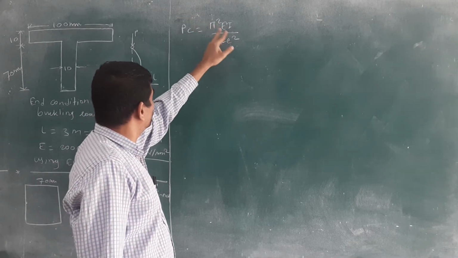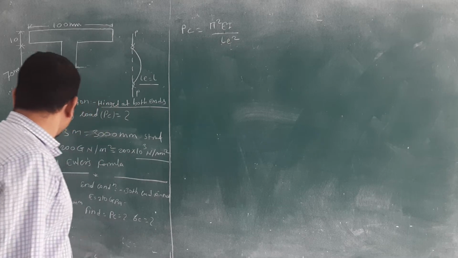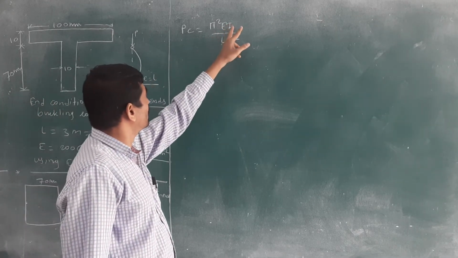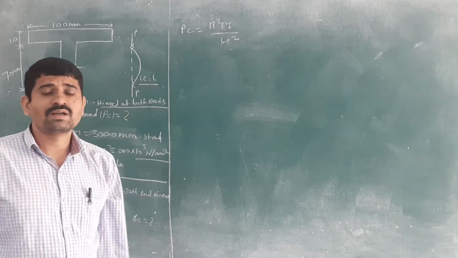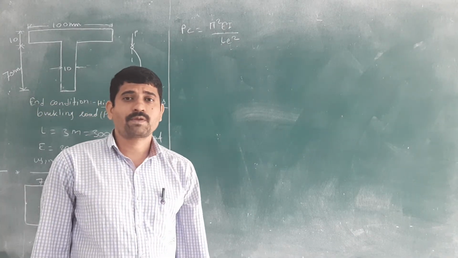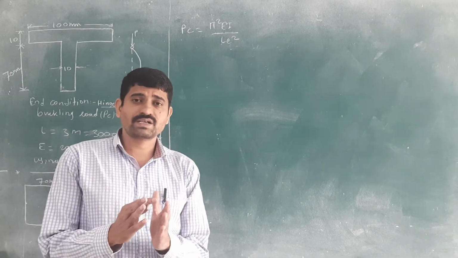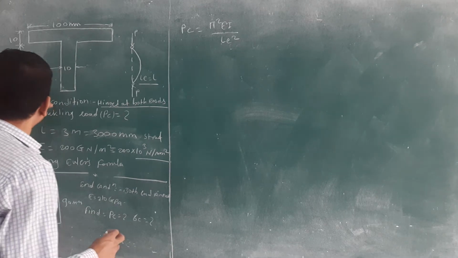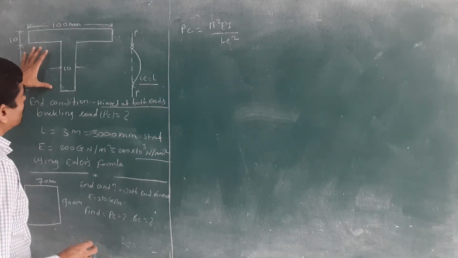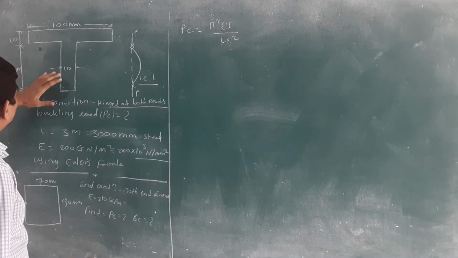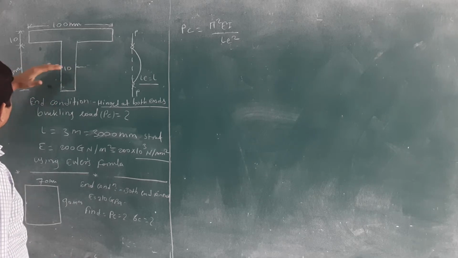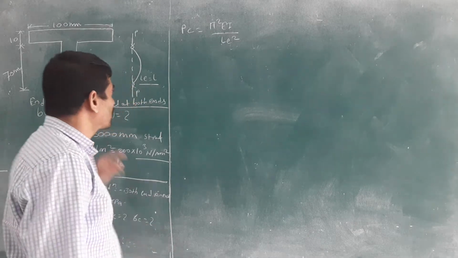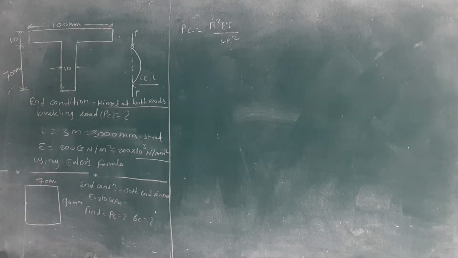Pi is known, the value. E is also given. E is the Young's modulus, 200 into 10 raised to 3 Newton per mm square. I is the least moment of inertia. Okay. Last lecture you were given the symmetric I section. But if you check, this section is unsymmetric. If you take the half section, then above and below we don't get the same. Okay, that's why the given section is an unsymmetric section.